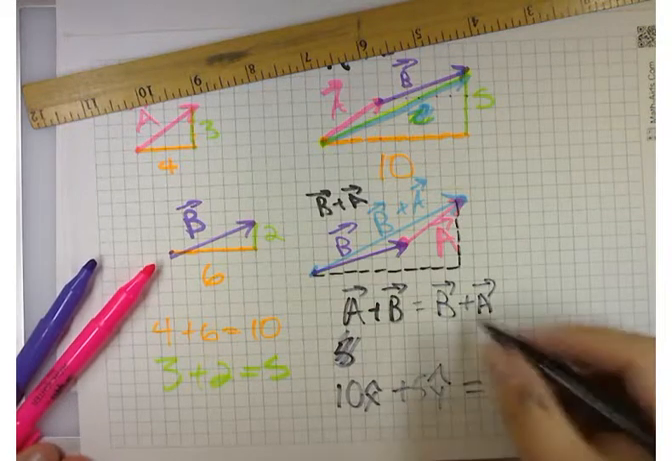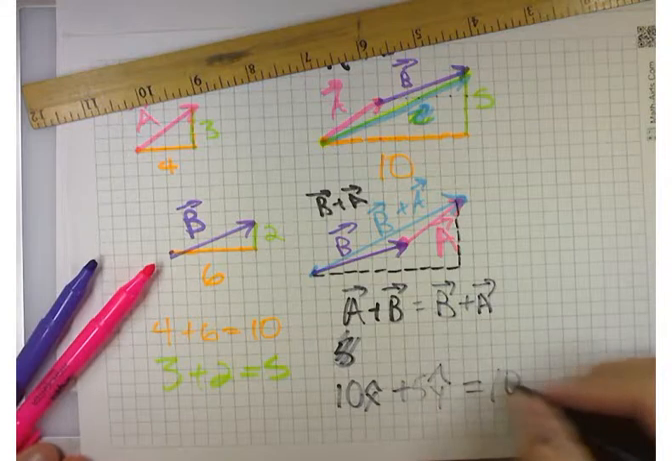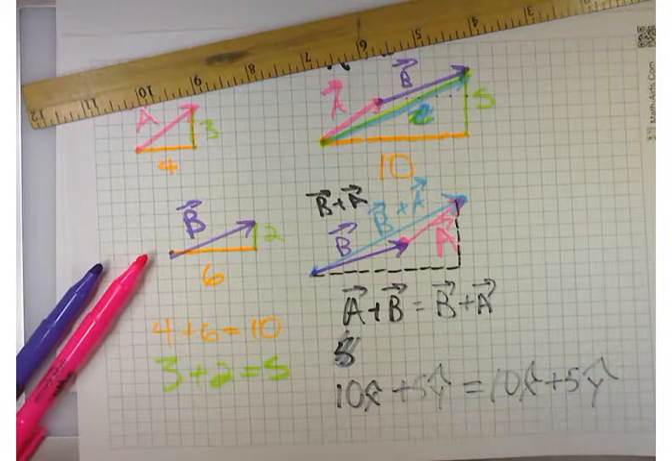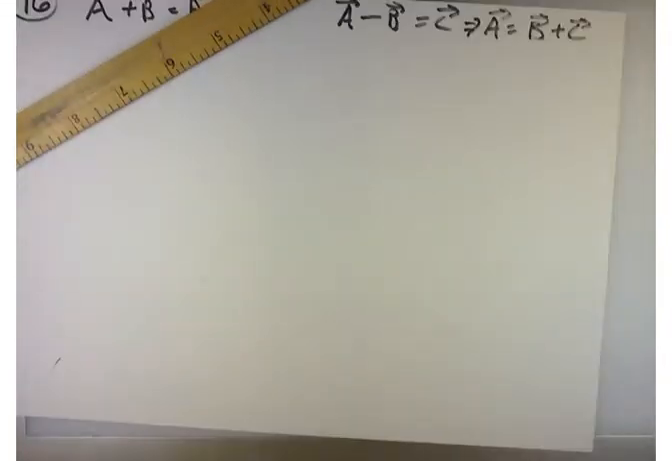And what did we have for B plus A? 10 x hat plus 5 y hat. So they're the same. So that's just the first part of the equation, right? A plus B equals B plus A. Did we prove it? Was it the same? All right, now let's do the second part. Any questions on that before I move on to the second part?